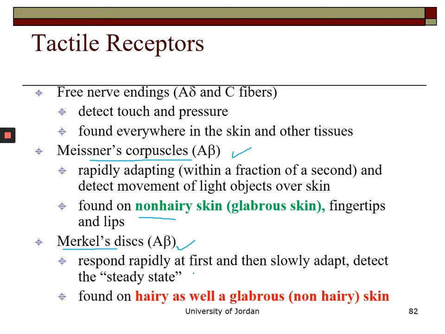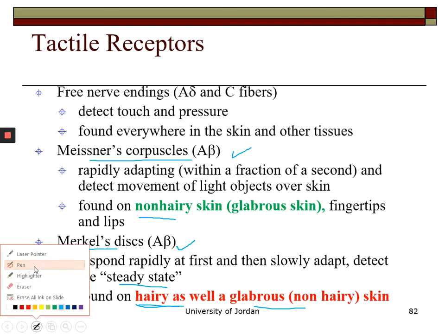They have two kinds of adaptation: rapid first, then slow. They detect the slow and detect steady state. We will talk about adaptation later on. But these Merkel's discs are found in hairy skin, like the axilla, and glabrous, non-hairy skin. So they are found in both hairy and non-hairy skin.